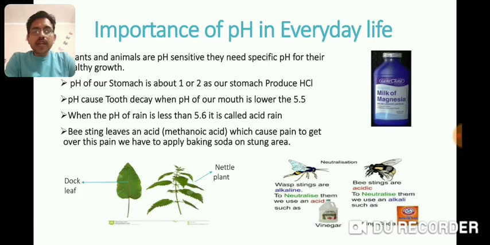Farmers can also treat their field with some alkaline substances like calcium oxide, calcium hydroxide or calcium carbonate after the acid rain to neutralize the acidity of the field. In this way, we can say that pH is of great importance in everyday life.